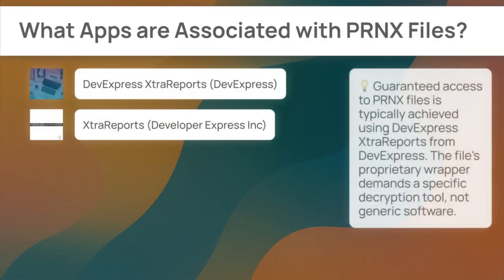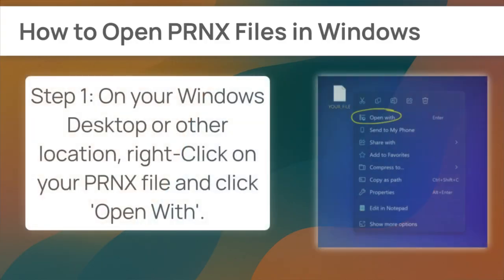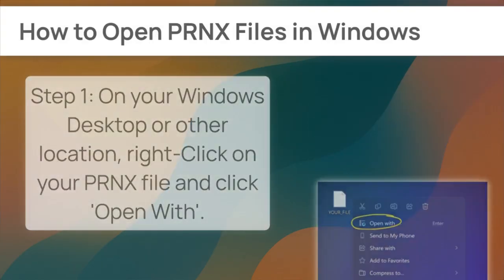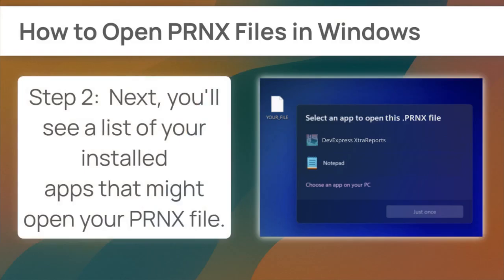Document fidelity is only assured when opened with a dedicated program adhering to the standard. Windows supports basic document visibility, though deeper editing requires proper tools. Your first move is to identify the possible openers. Right-click the PRNX file and choose Open With.